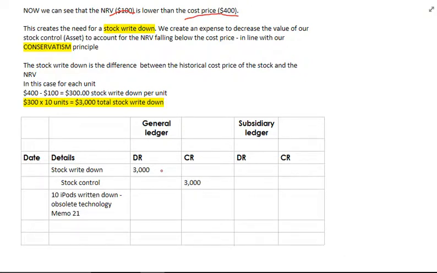So the issue that comes up with lower of cost and NRV is when we think about our historical cost principle. Historical cost principle says that we need to value the stock at its historical cost because that is verifiable by a source document. With the NRV, we're dealing with an estimated selling price. So an estimation goes against our historical cost, against our reliability. However, it lives up to our relevance. It's more relevant to record it at a more realistic price than it is to stick with that historical cost.